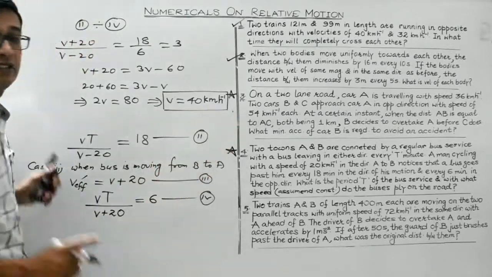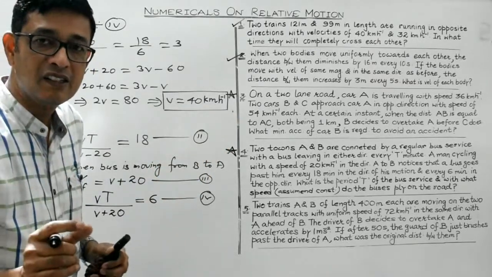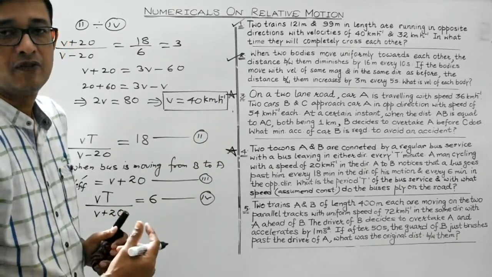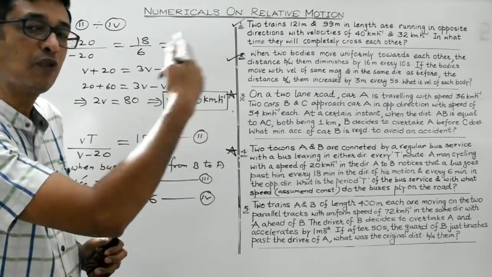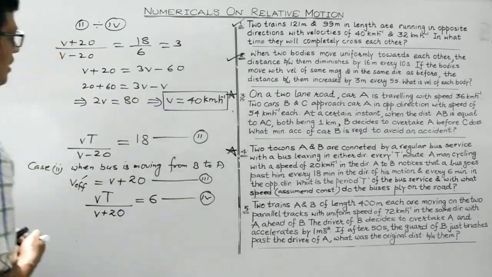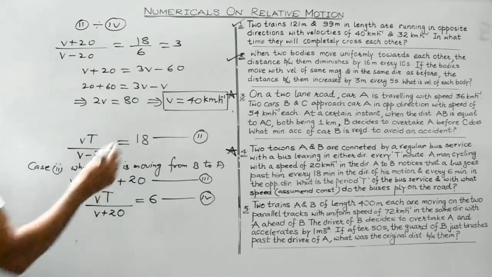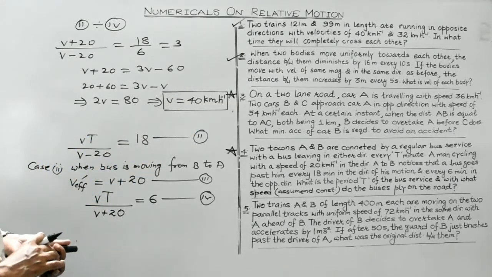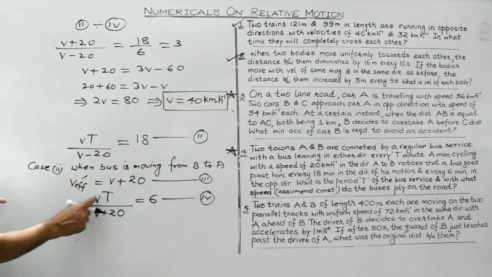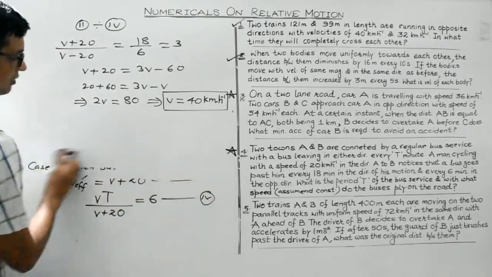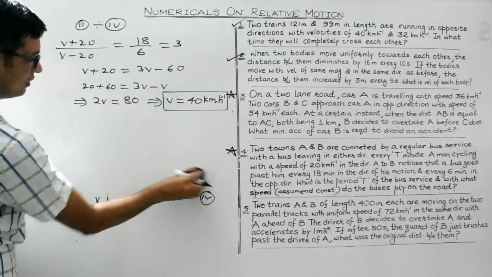This is the constant speed with which the buses ply from city A to city B or from city B to city A. Clear, students? Now we have obtained the value of V. Now substitute this value of V in either of these two equations so as to get the value of capital T. Let's do it. Let's substitute this value in this particular equation and we'll get the result for capital T as well.